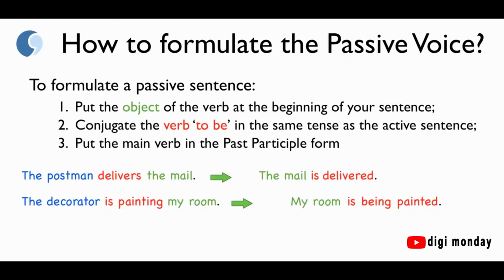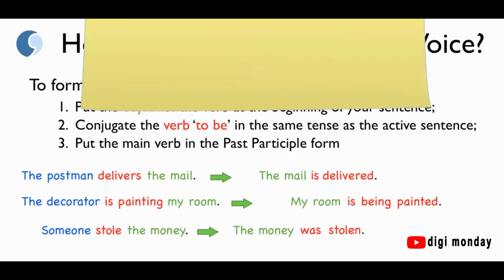One more example. Someone stole the money. Get rid of the subject. Put the object at the beginning, the money. Conjugate the verb to be in the past simple tense, and change stole into past participle form, stolen. The money was stolen.